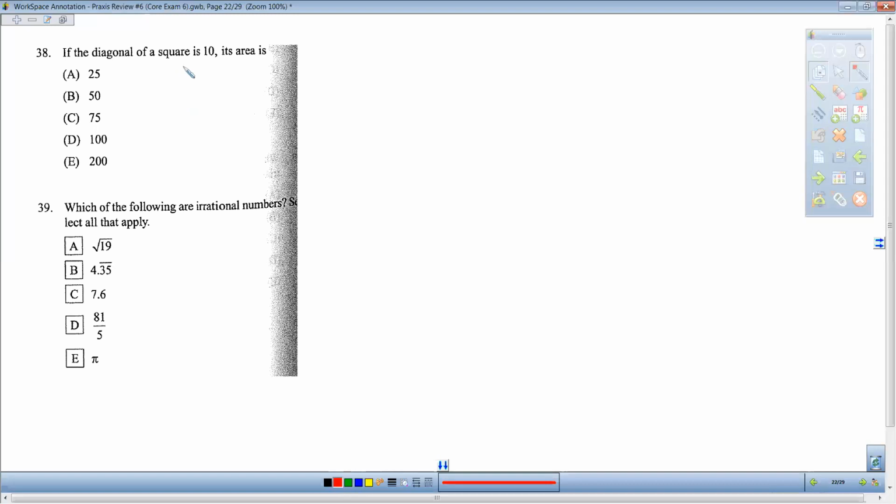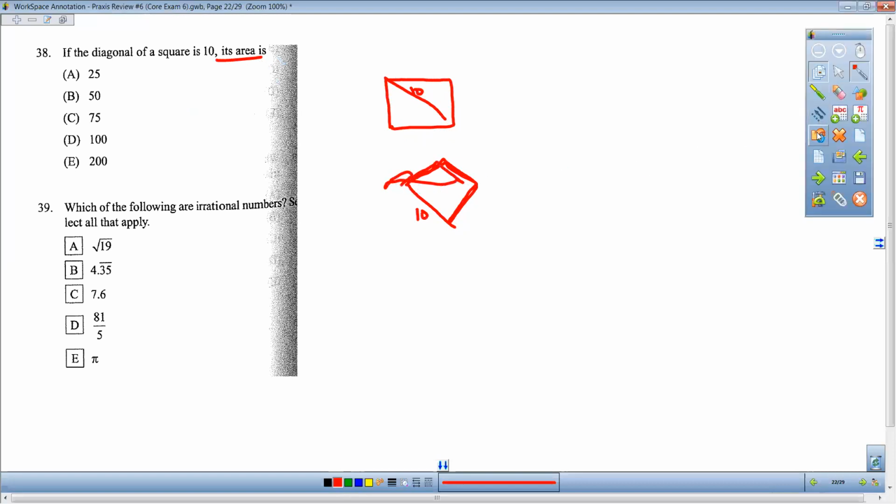If the diagonal of a square is 10, then what is its area? So in this case, if you have the diagonal of a square and you know it's 10, then if you think about its area, which would be an area of a square coming off of that side, which is not drawn well at all.